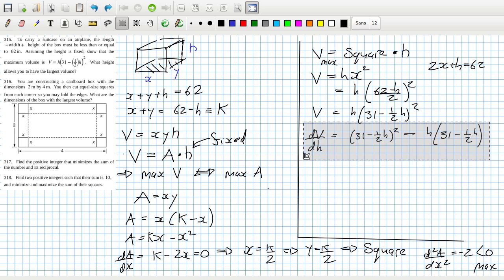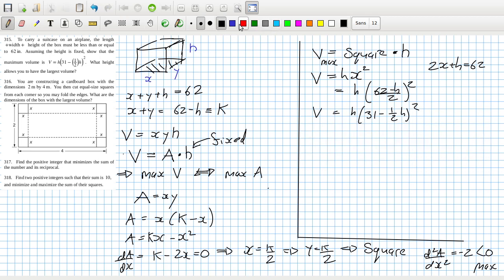Because I know that the x has to be, oh, that has h in it though. Okay, so if we say x plus y plus h has to equal 62, so x plus y plus h has to equal 62. Oh yeah, no, that's not going to work. Okay.